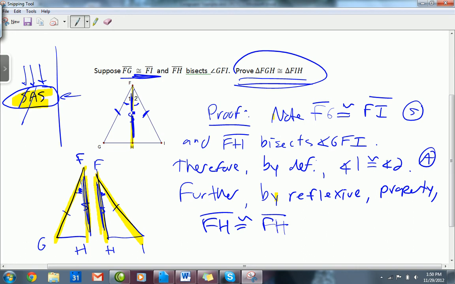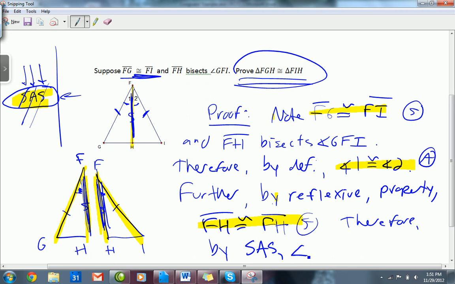All right, this side right here, FH, is in both triangles, right? It's a shared side, and so it's got to be congruent to itself, right? And that's my second pair of sides, right? So far in my proof, I've established congruent side, the included congruent angle, and the other pair of congruent sides. Okay, which means now I'm ready to say, therefore, by side angle side, the whole triangles are congruent. So triangle, and I need to write it in the appropriate order so that corresponding pieces match up. Triangle FGH is congruent to triangle FIH.